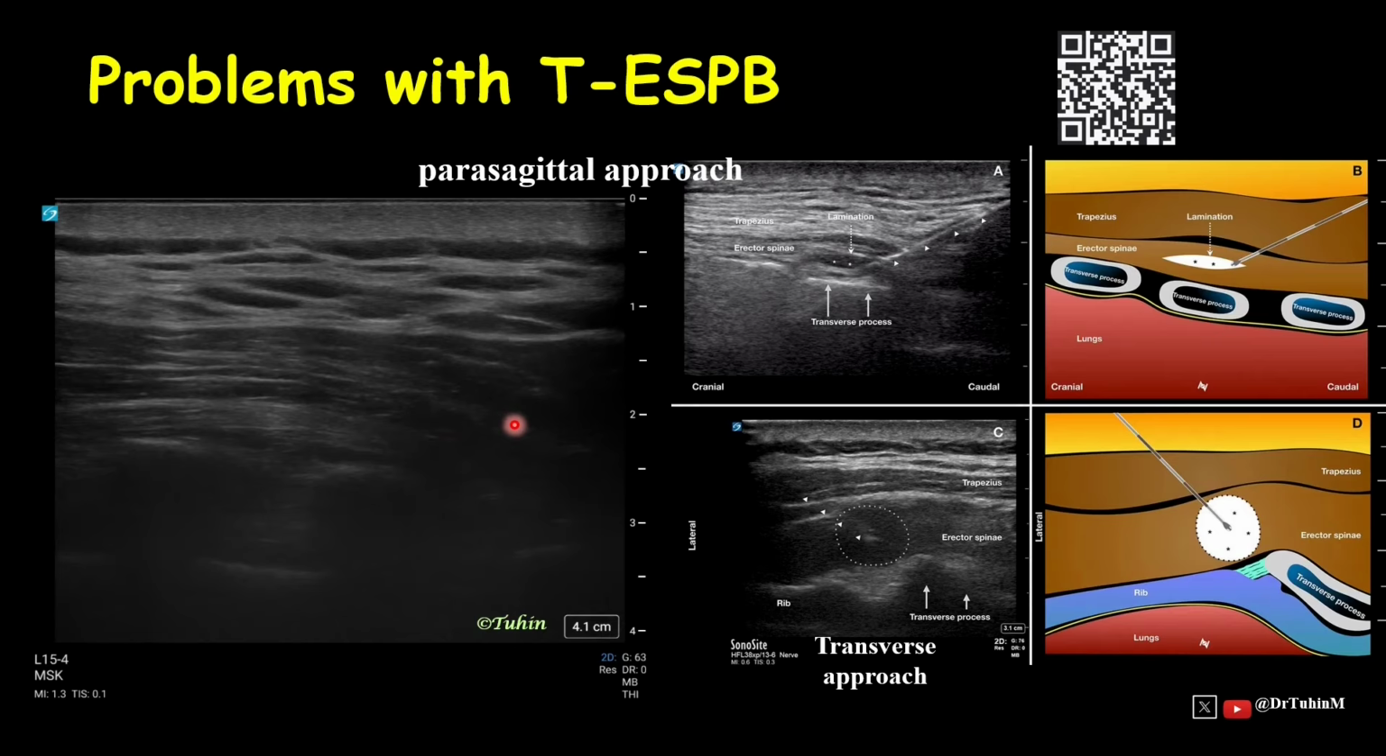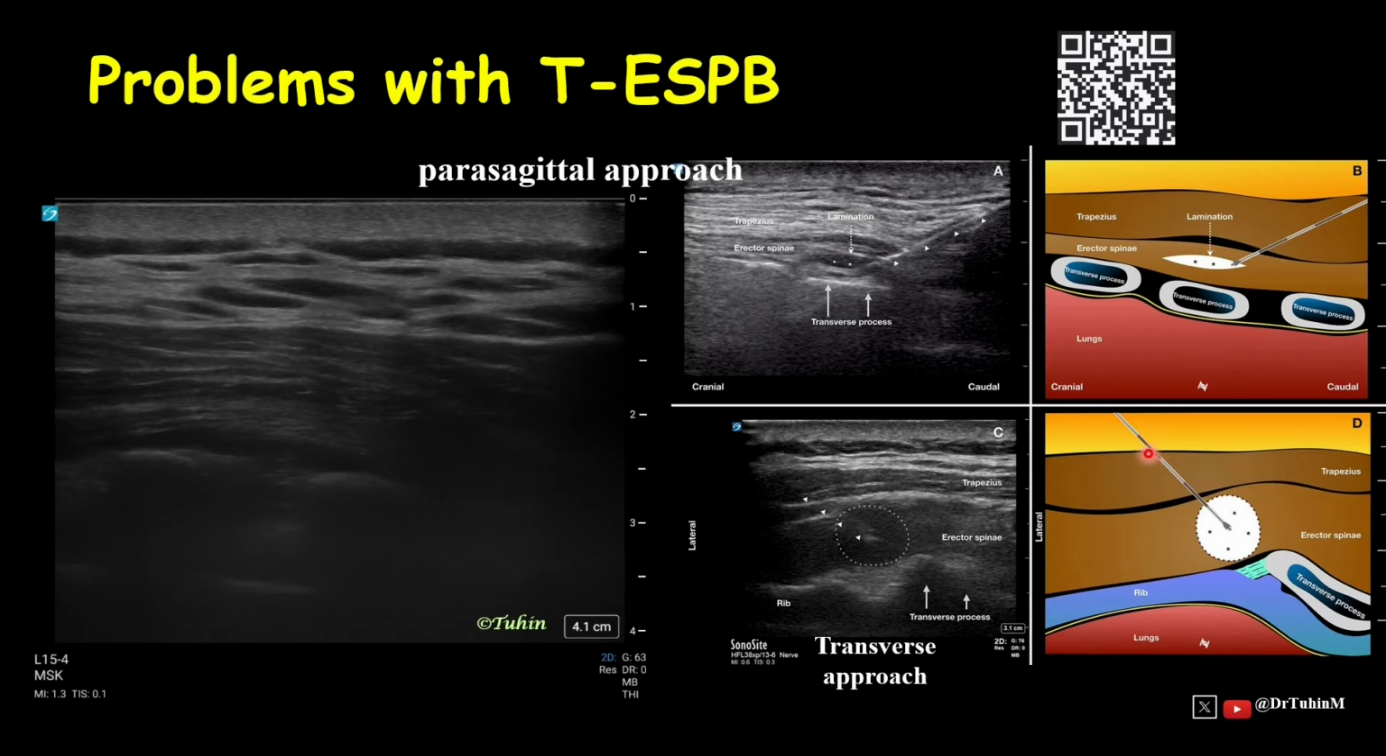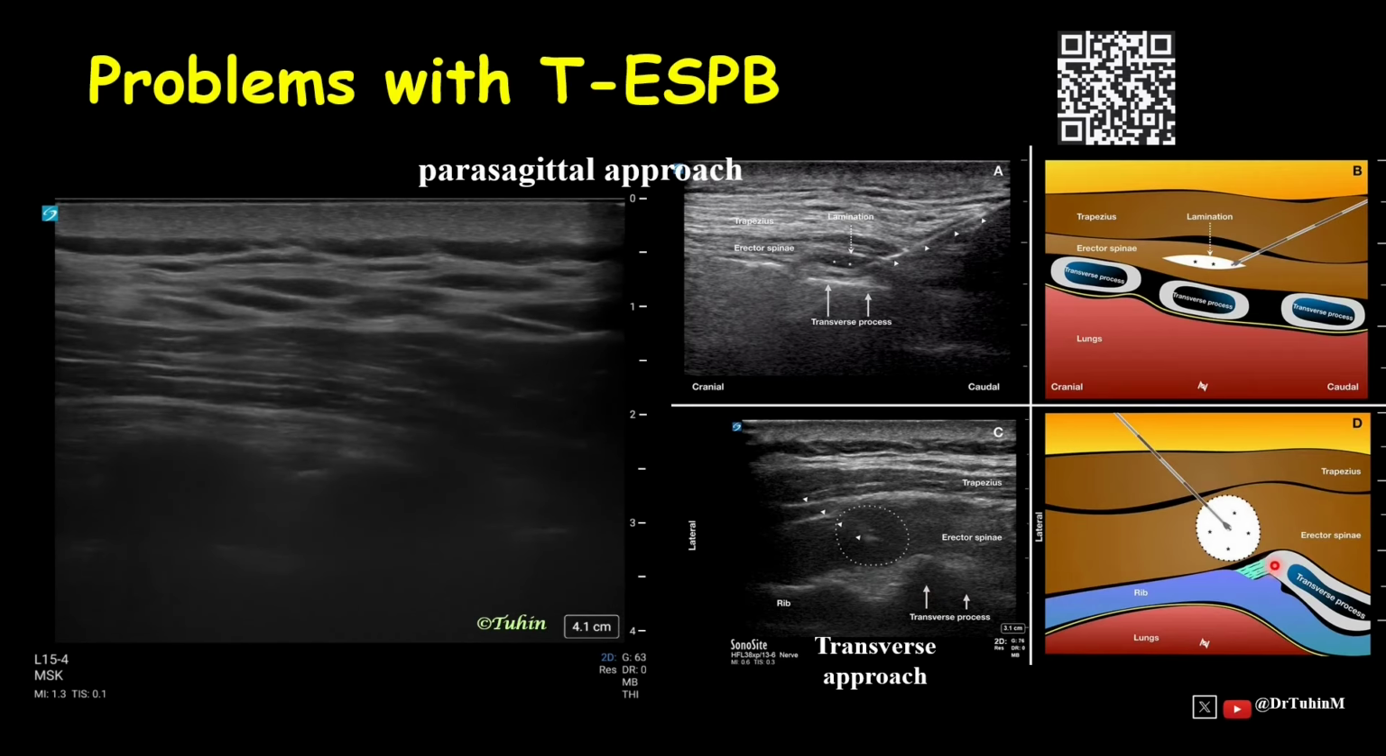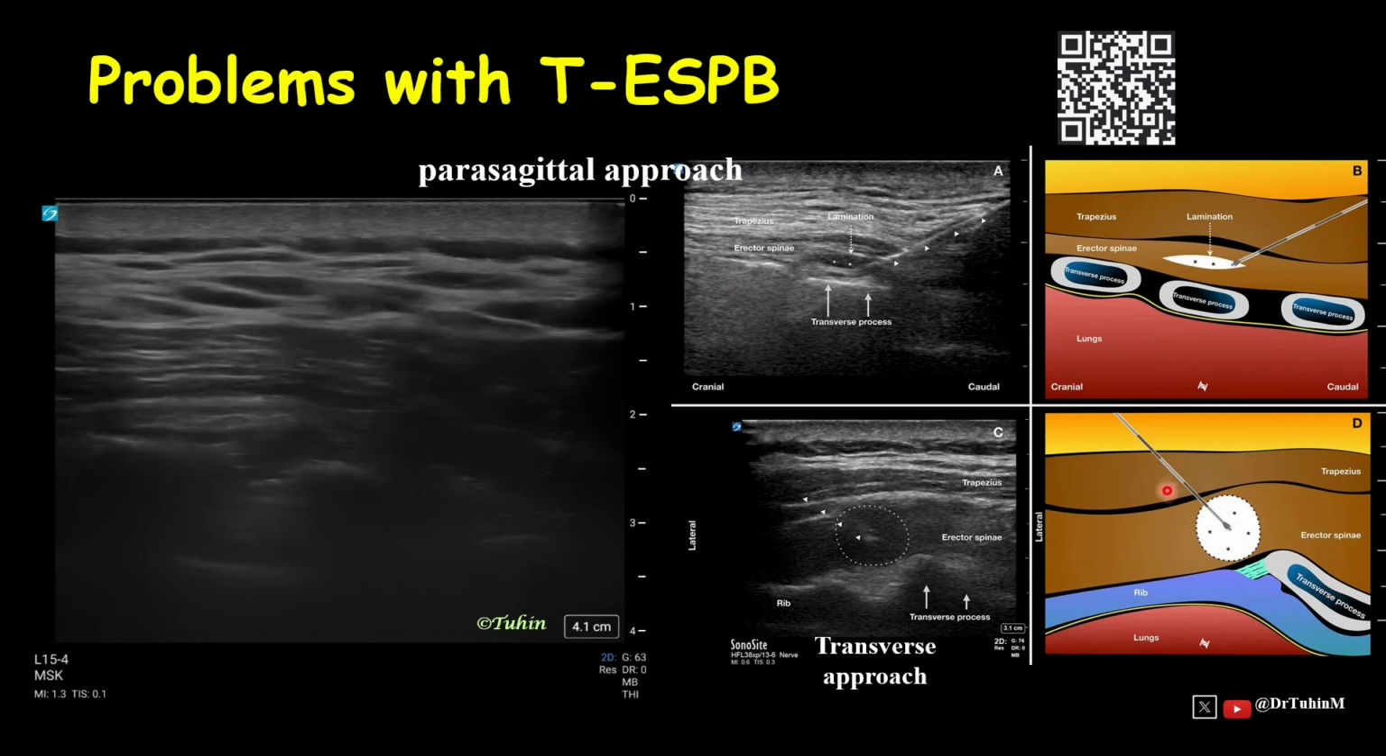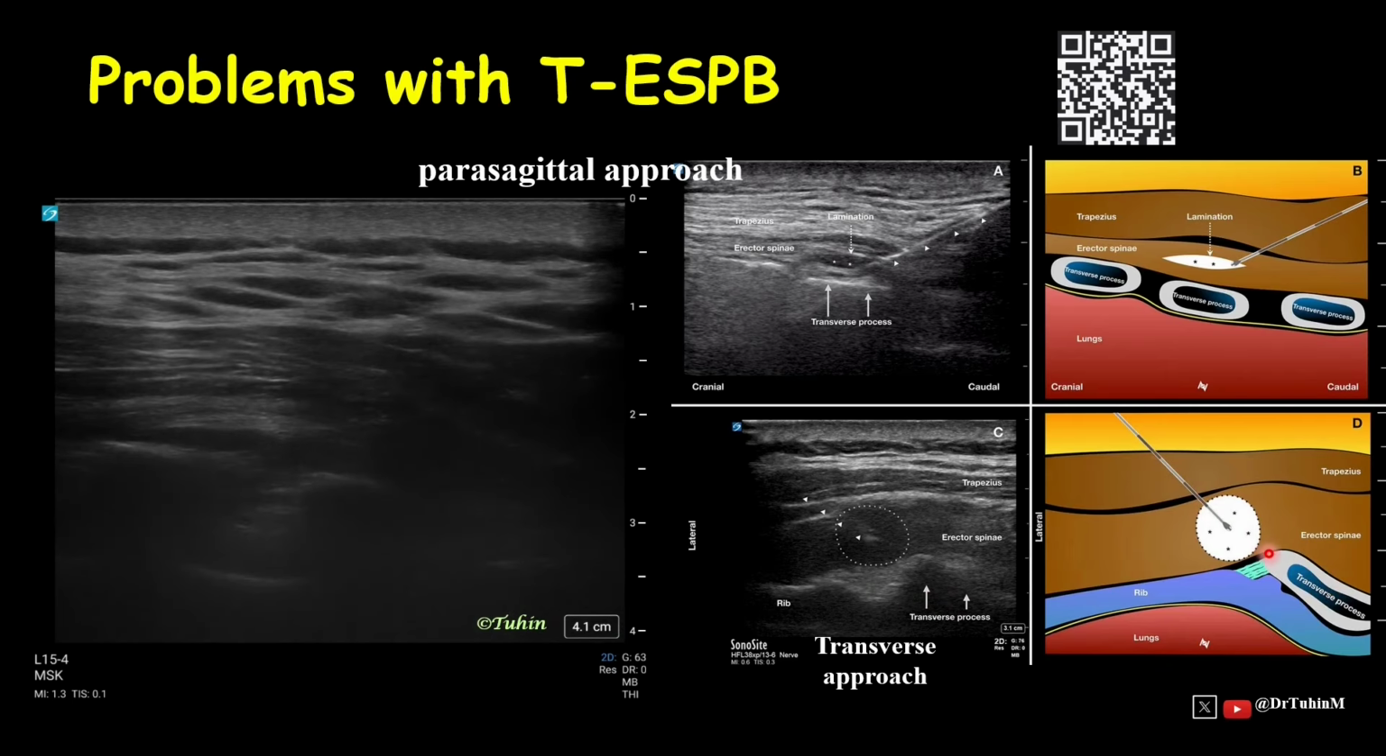Or what you can do is, as Dr. Madan Narayan suggested, change the probe and identify the correct position of the needle and then start depositing the drug. So, which might help here.